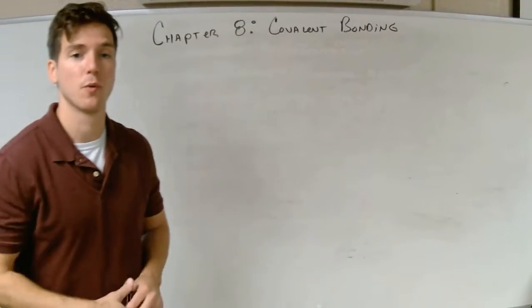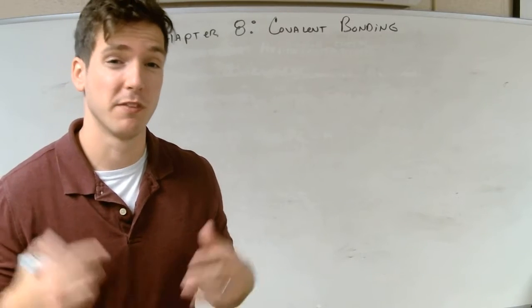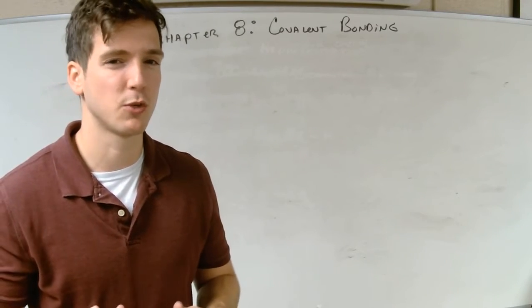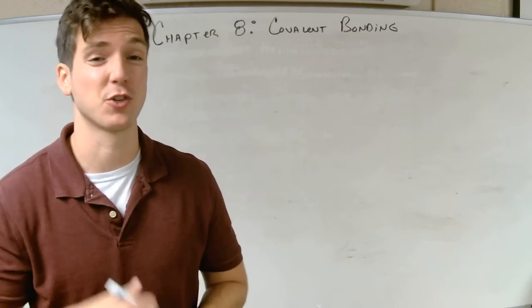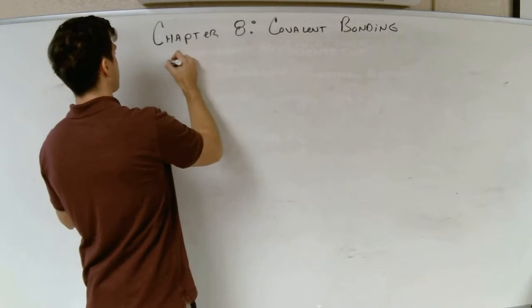Hey everybody, so we are on to a new chapter which is covalent bonding. If you remember chapter 7, we talked about ionic bonding, which was bonding between a metal and a nonmetal where they transferred electrons. While covalent bonding is a little bit different.